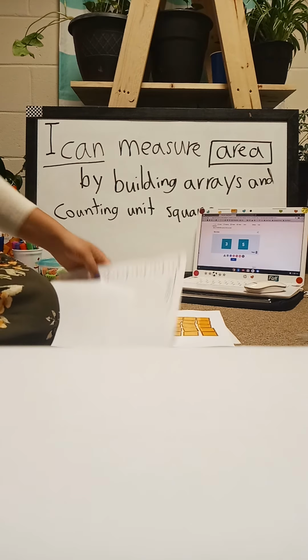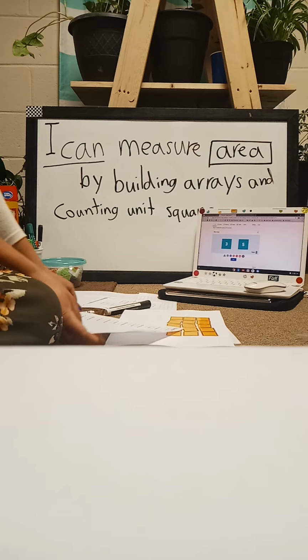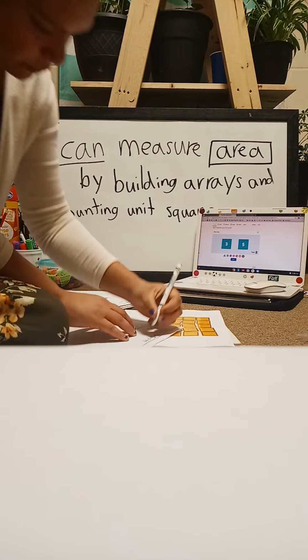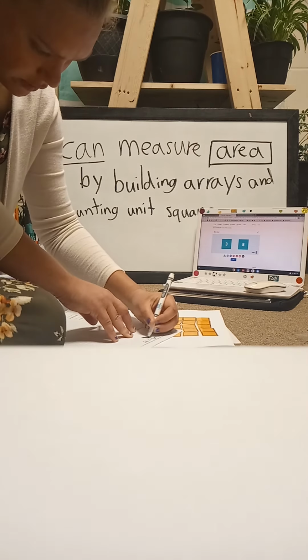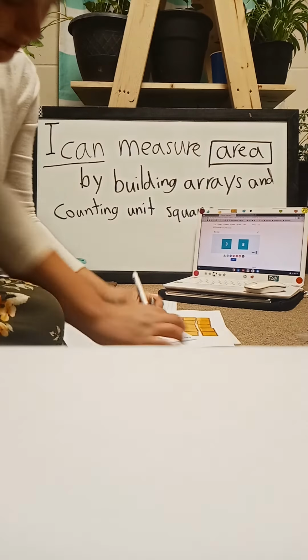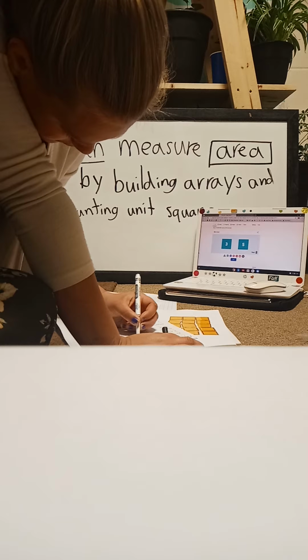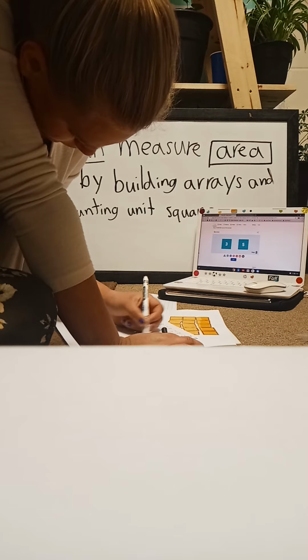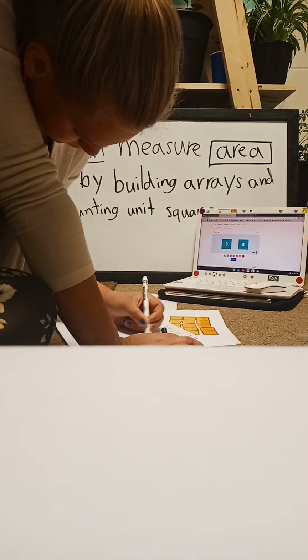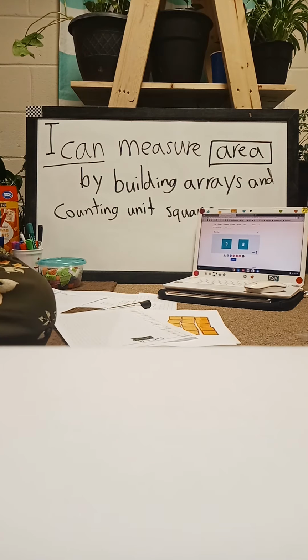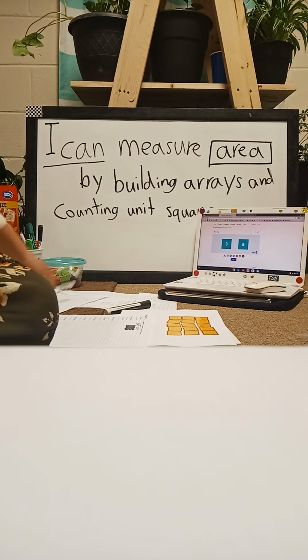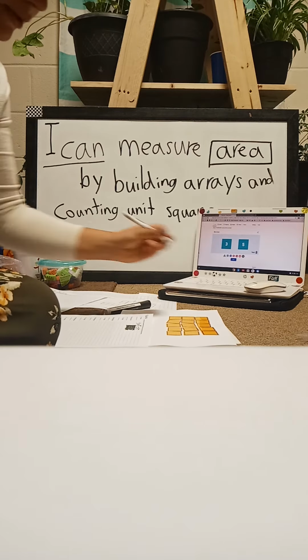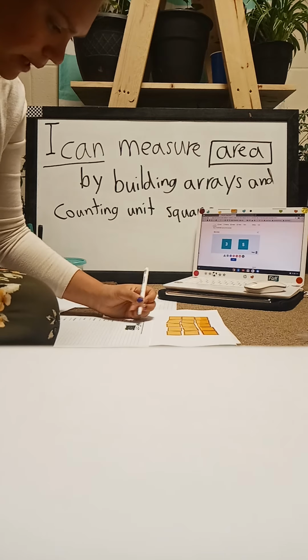Then what I'm going to do is draw it in these little squares. And in this paper, each square is a unit square. So I'm going to draw it real quick. 3 times 5 is 15. Okay. 3 times 5 is 15. And then I'm going to write down my perimeter. And I'm going to write down my area. And I'm just going to count my unit squares.